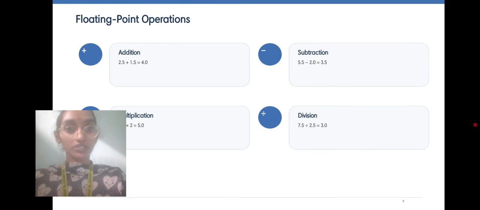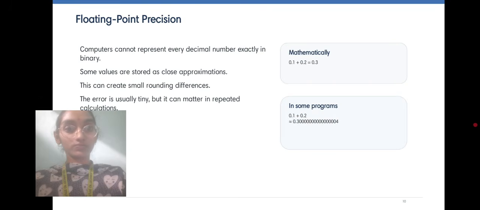Floating point operations. Addition, for example, 2.5 plus 1.5 equals 4.0. Subtraction, 5.5 minus 2.0 equals 3.5. Division, 7.5 divided by 2.5 is equal to 3.0.